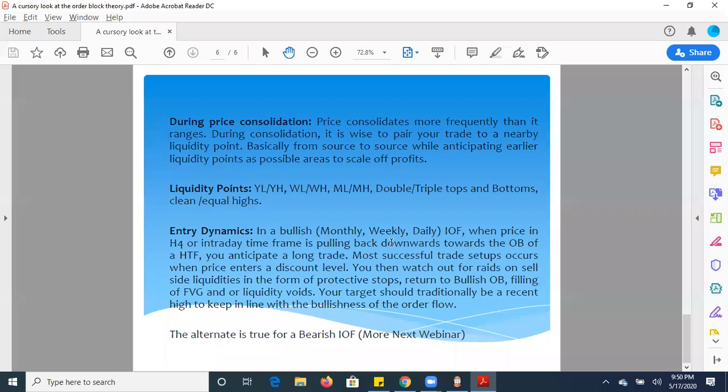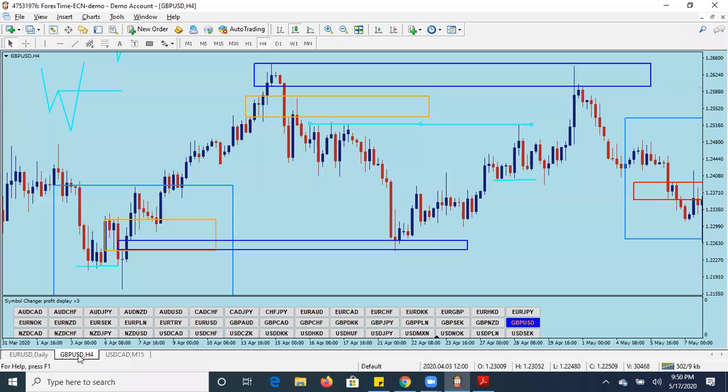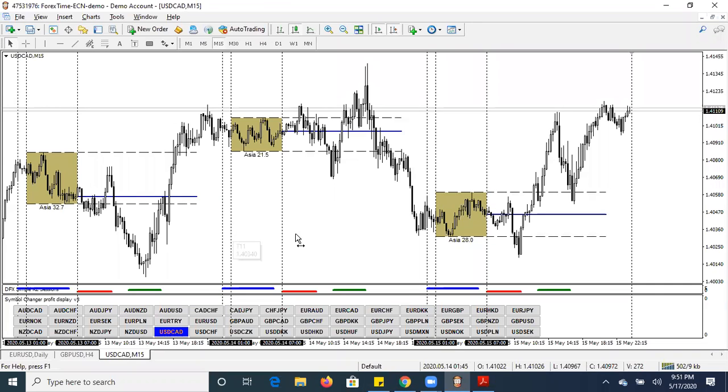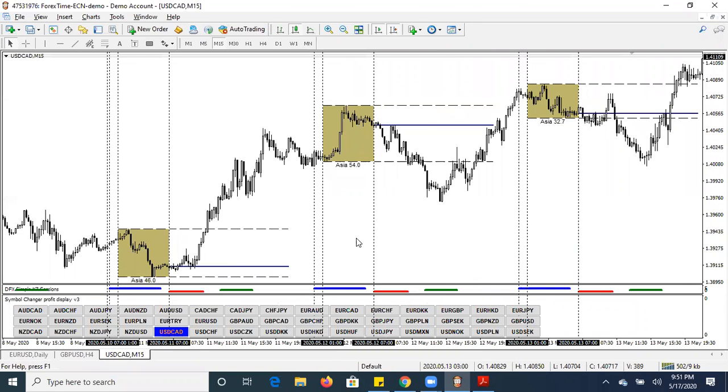Now, liquidity points, we wouldn't spend so much time on this. I think we've discussed them before, and we all know them. Yesterday high, yesterday low, weekly low and weekly highs, monthly highs and monthly lows. Of course, we have the double and triple tops and the bottoms, clean highs, and equal highs. All these points are liquidity points, and you see them even better on the lower time frame, something like the 15 minutes, right? You see them very, very well on things like 15 minutes.